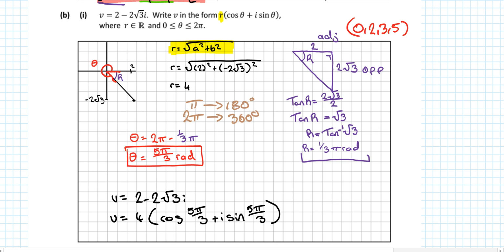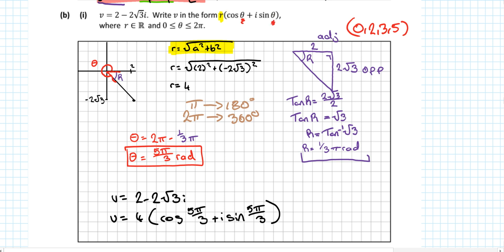So I'm going to have to go 360 degrees minus that purple bit. But we want to deal in radians, so we're going 2 pi minus that purple bit. So that's where the 2 pi minus 1 over 3 pi is coming from. And with your calculator, that'll get you 5 pi over 3. Make sure your calculator is in radians. And then all you have to do is sub it all in to that right there. We know what our r is. We know what our theta is.